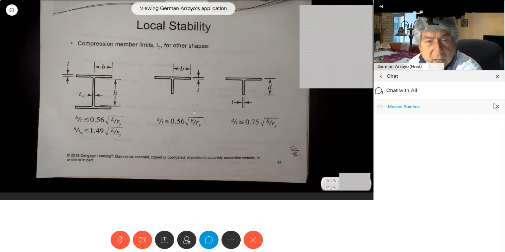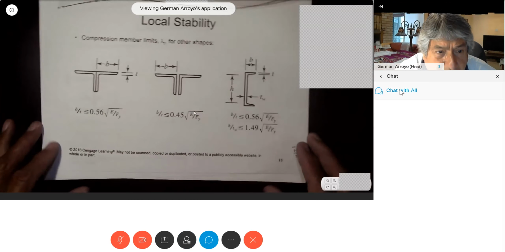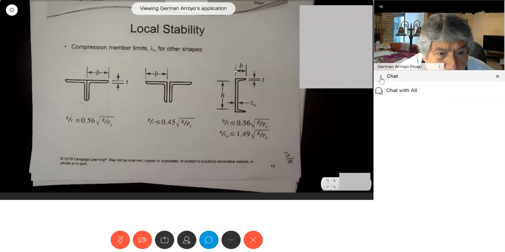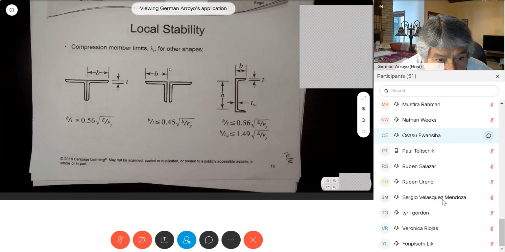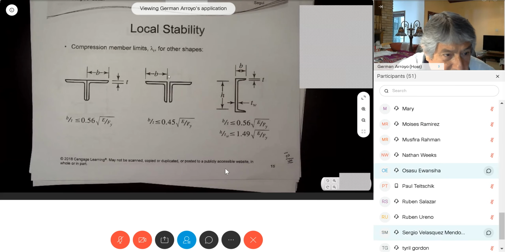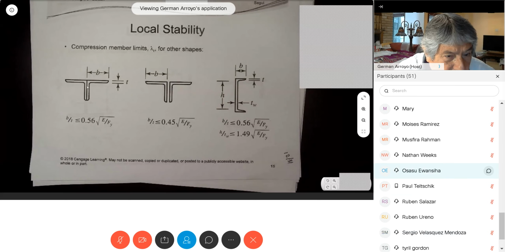The same whenever we had, as I mentioned, for a channel, this is the value of B. For a double angle, in here, this is the value of B. And look, there is a separation in here. In here, no separation, back to back, that's the value.